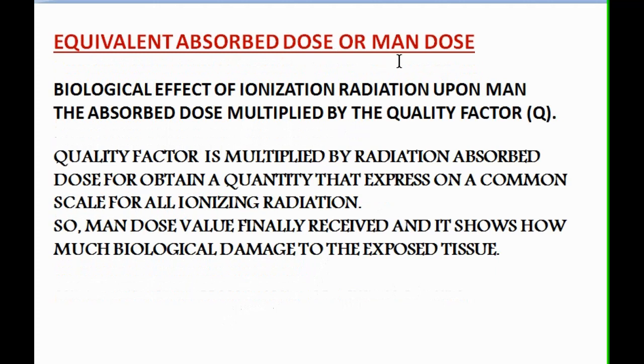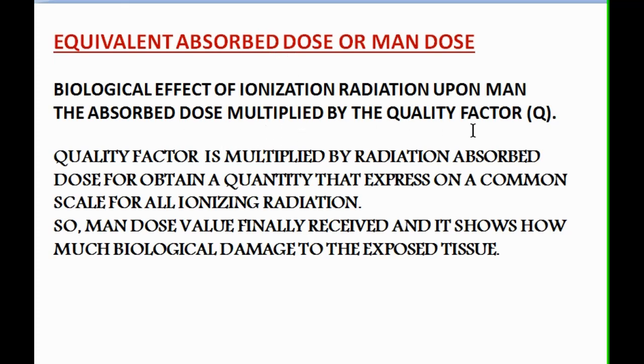Equivalent absorbed dose, or man dose. What is it? It means the biological effect of ionizing radiation upon man. In this, the absorbed dose is multiplied by the quality factor. So equivalent absorbed dose is equal to absorbed dose multiplied by quality factor.